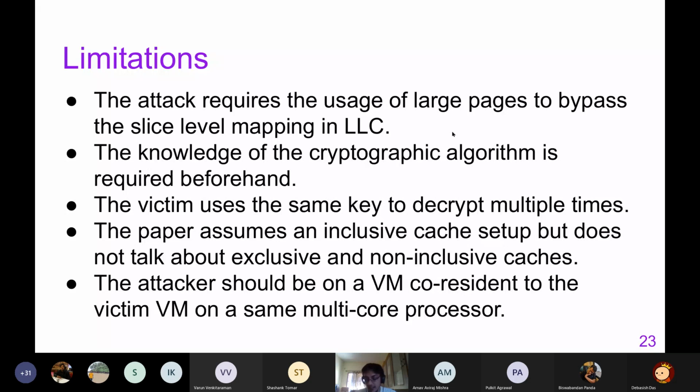In an exclusive cache, what could happen is the line could be in the L1, and while probing, you could just get a hit in L1, and the probe result may not be correct for us. We won't even go to the LLC. That could be a possibility. But in the case of inclusive, if it is a hit in L1, we can be sure that it is there in the LLC. If it is a miss in L1, it will automatically go to the LLC.